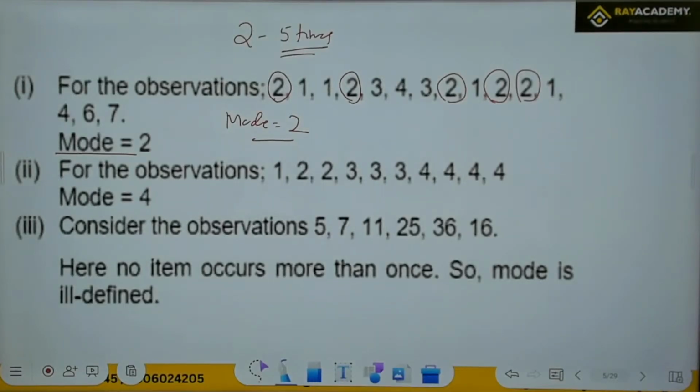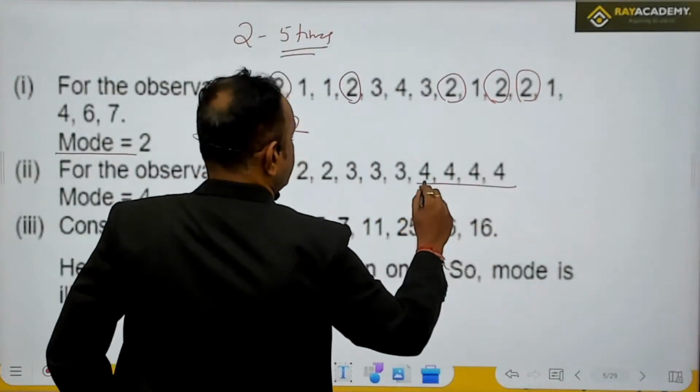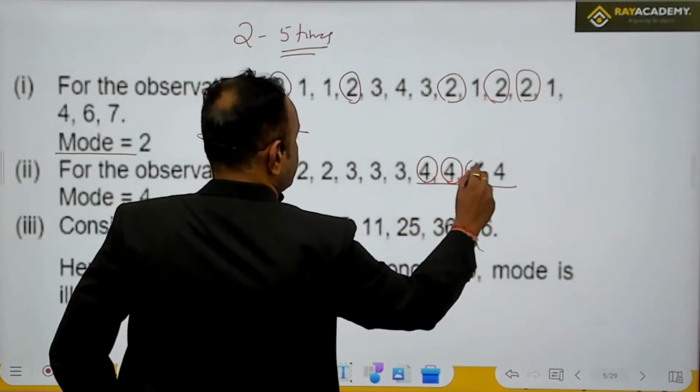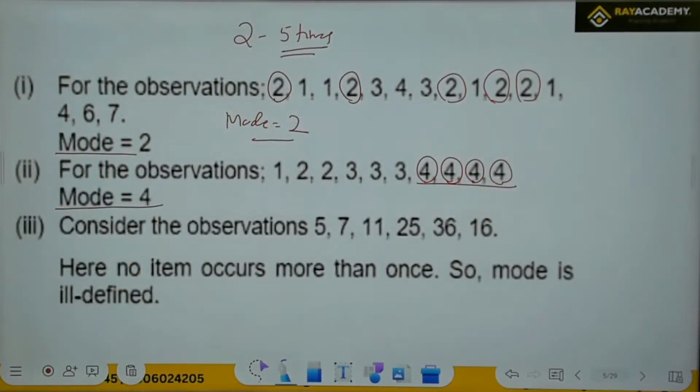Second question: for the observation 1, 2, 2, 3, 3, 4, mode equal to 4. It is also true? 4 appears 4 times, and all the rest appear less: 3 appears 3 times, 2 appears 2 times, 1 once. So that is why mode equal to 4.